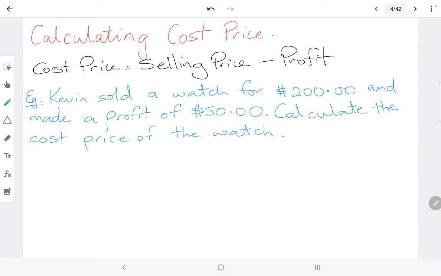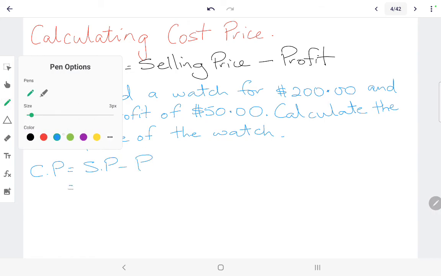Good. So it said here now Kevin sold a watch for $200 and made a profit of $50. So when he sold the watch for $200, he ended up making that $50 profit extra on the item. Now I want to calculate the cost price, or the original price, of the watch. Alright, so to calculate what the cost price is, we know it is the selling price, take away the profit.